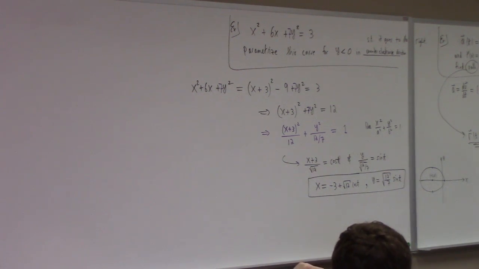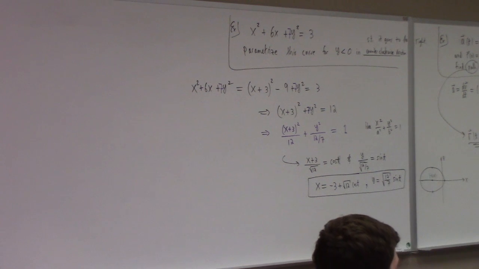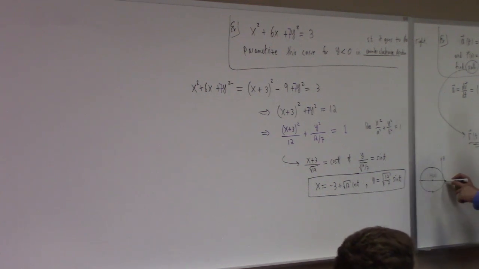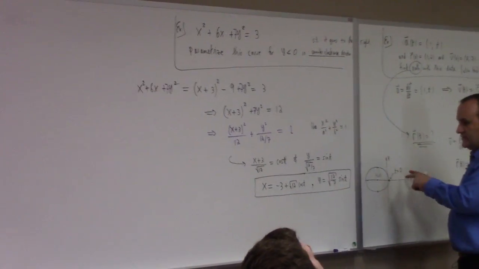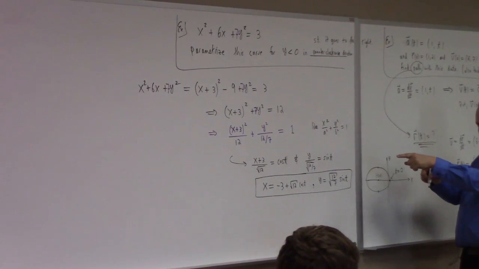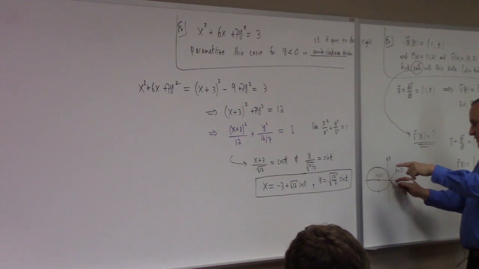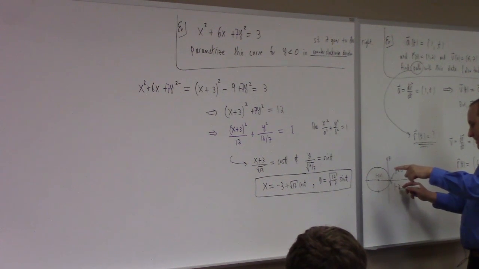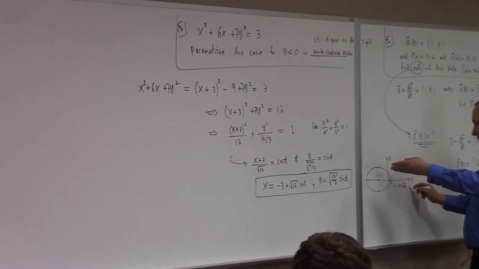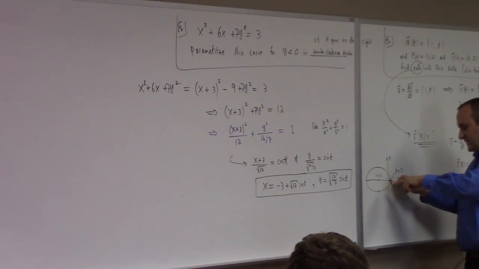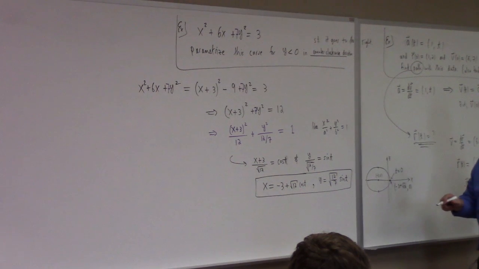Now, what I said was to parameterize this curve for y less than 0 in the counterclockwise direction. Do I have counterclockwise to start with? Like this right here would be what? This is t equals 0, right? If you plug t equal to 0 into that, you get minus 3 plus root 12, which is here, comma 0, right?